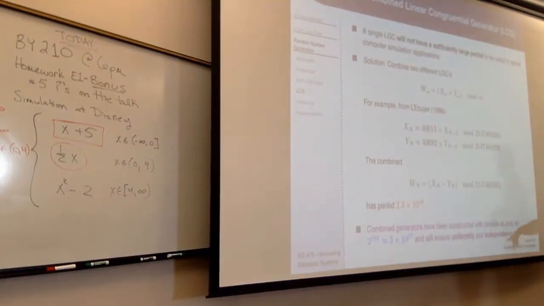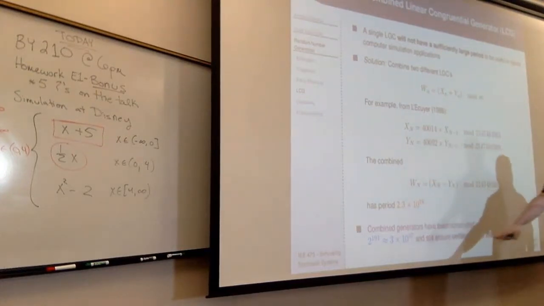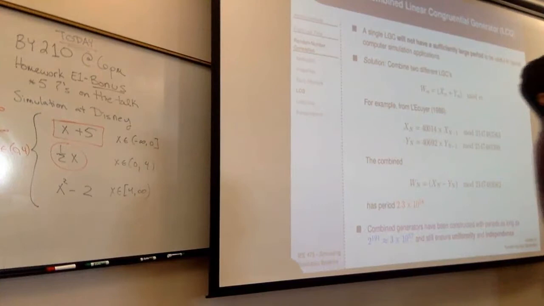And just an example of that, there are combined generators now that you can find on computer systems that have periods that are like 3 times 10 to the 57. And so they're finally at the point where you can be pretty confident when you run your simulation for a week. Imagine the horror of that: if you run a week-long simulation, you find out that the last 3 days are just a copy of the first 2 days or something like that.